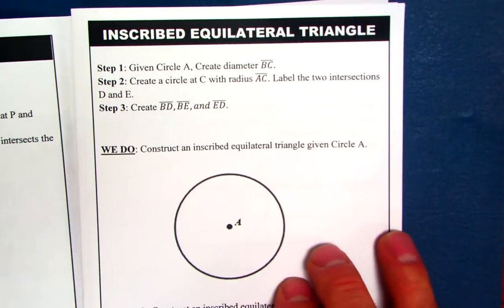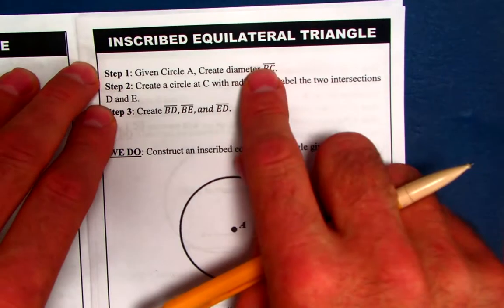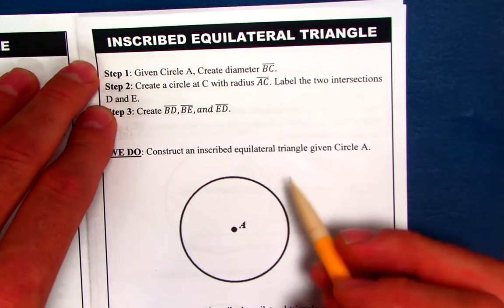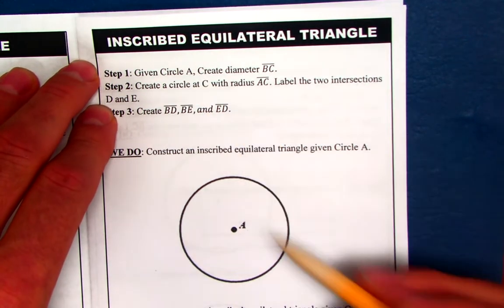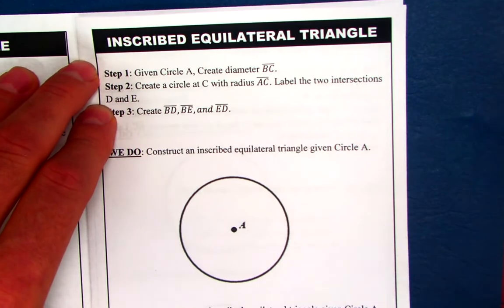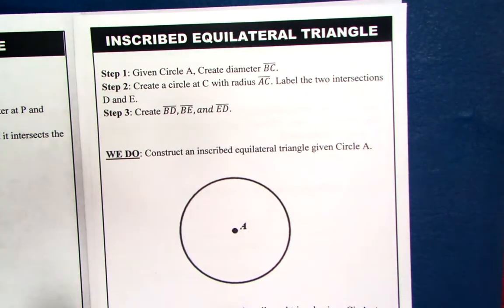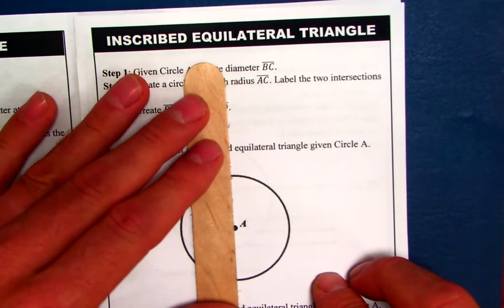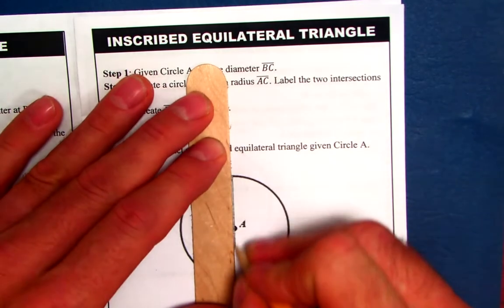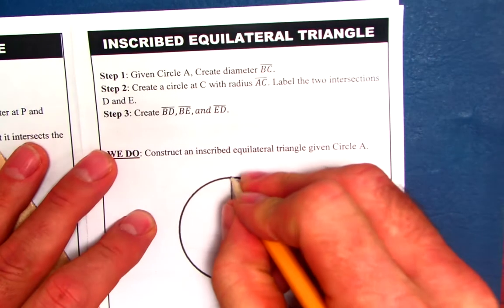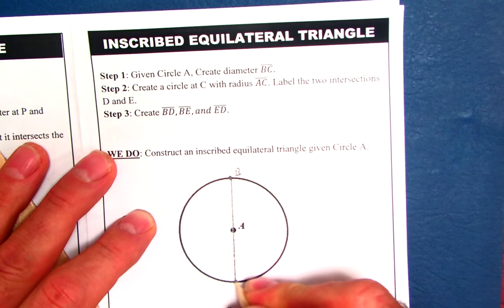All right, next, we're going to construct another equilateral triangle, but this time we're going to construct it inside of a circle, and we call that being inscribed. So we're going to inscribe an equilateral triangle in this circle. We start out by drawing a diameter, and you can draw that diameter anywhere. We're just going to label those endpoints B and C.